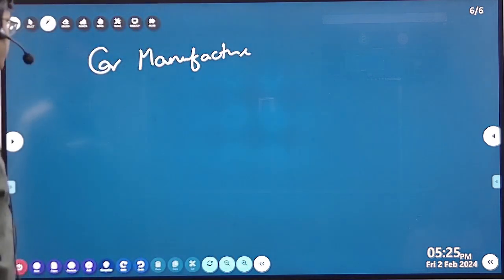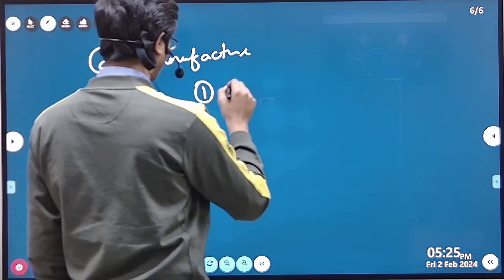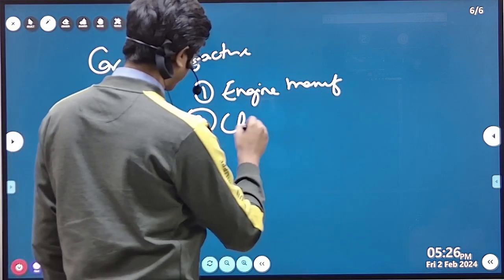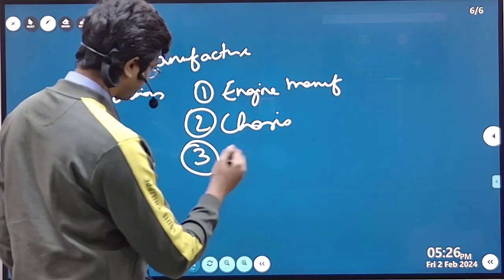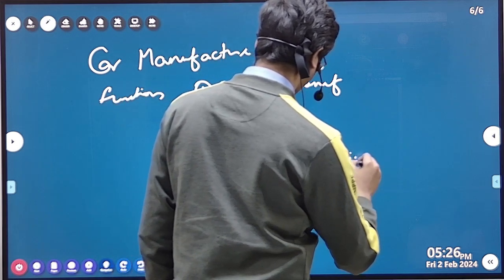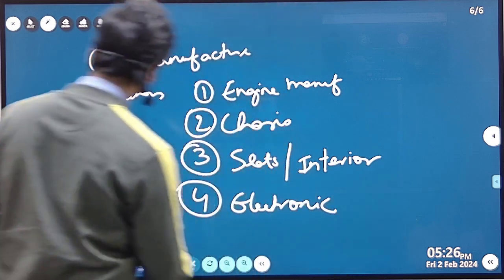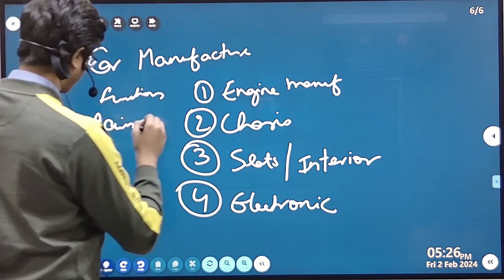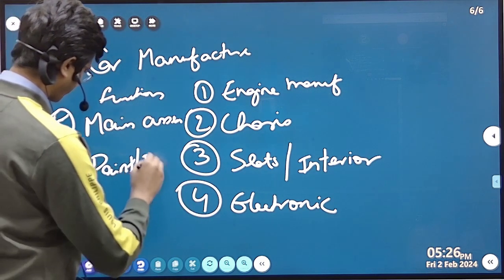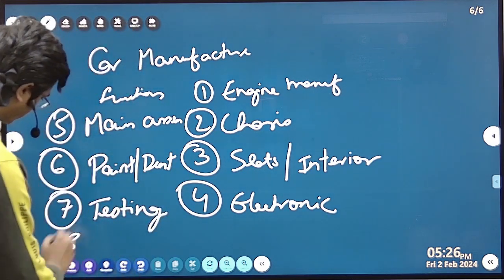right? So there are many functions. So if we talk about the functions, okay, there would be engine manufacture, right? There would be chassis manufacture, okay, and then there will be probably your seats and other interiors manufacturers, right? Then there would be your electronic assembly line, and then you'll have your main assembly, right? And then probably you'll have painting, denting, then you will have your testing, then probably you'll have fueling.